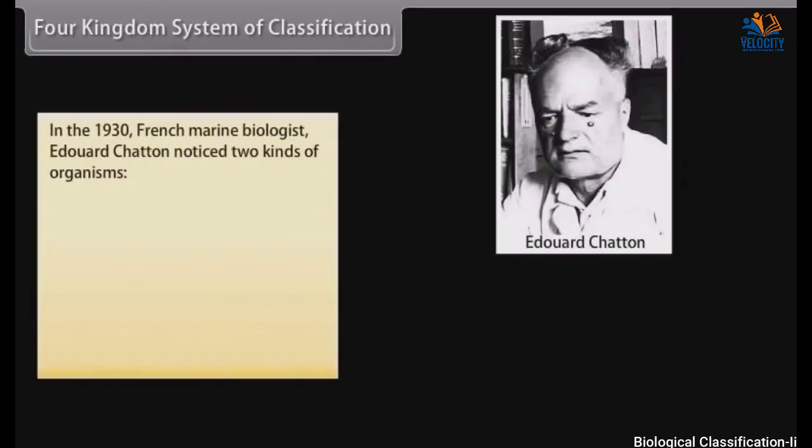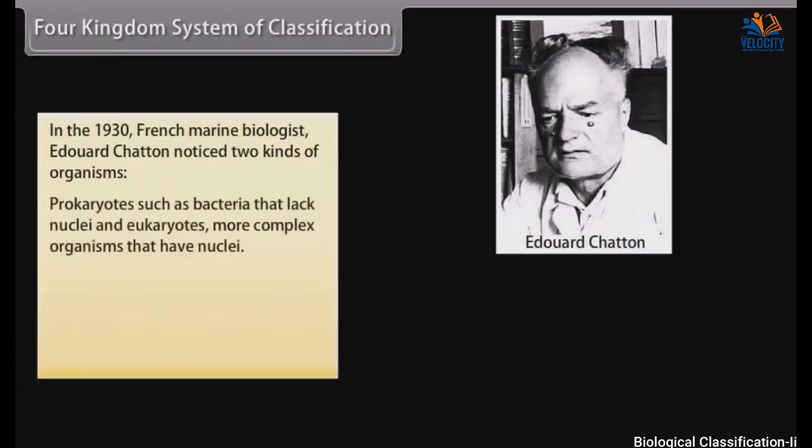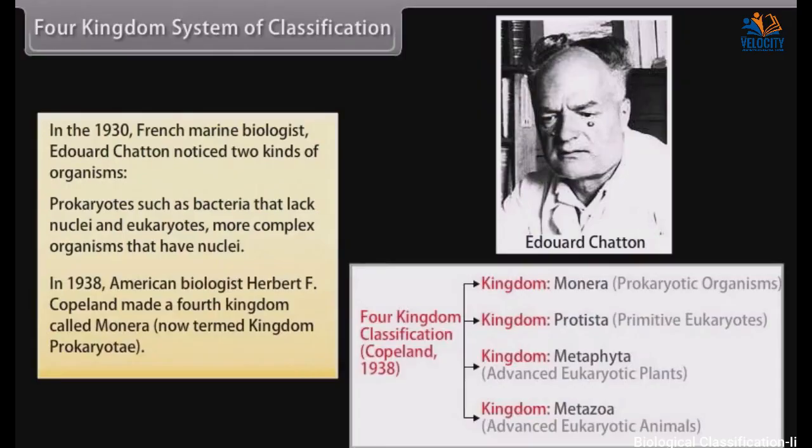Four-kingdom system of classification. In 1930, French marine biologist Edouard Chatton noticed two kinds of organisms: prokaryotes such as bacteria that lack nuclei, and eukaryotes, more complex organisms that have nuclei. In 1938, American biologist Herbert F. Copeland made a fourth kingdom called Monera, now termed Kingdom Prokaryote.